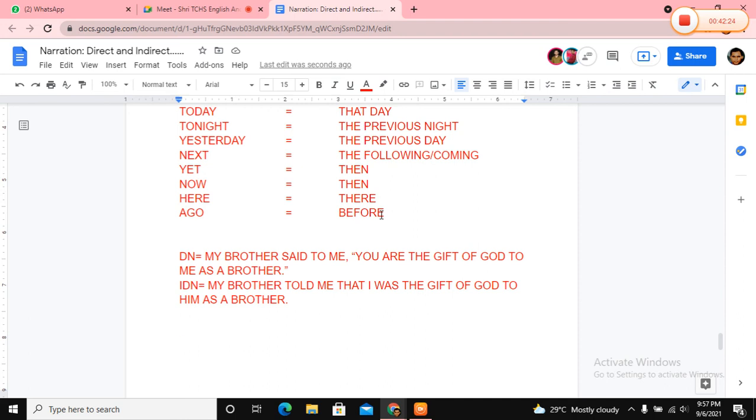There are two ways of telling. Suppose my brother tells me, or told me. My brother told me, because the outer part is in past tense. You will use a past verb.